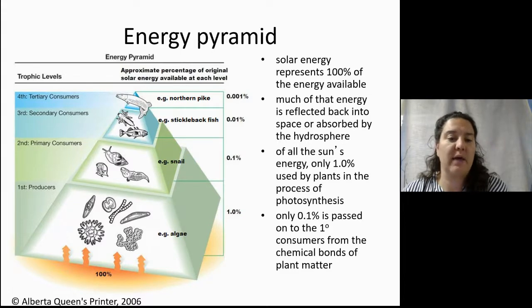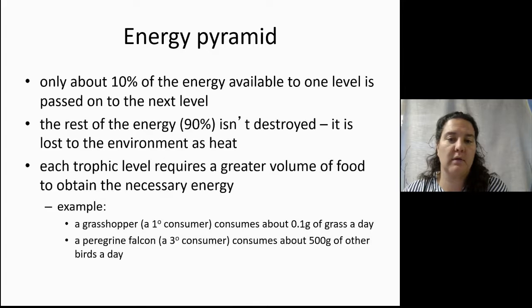Then about 10% of that will be passed on to the primary consumers, 10% to the secondary consumers, and 10% to the tertiary consumers. So of the energy that went from the primary consumers to the secondary consumers, it's not destroyed, it's just lost to the environment as heat for those animals maintaining homeostasis and moving around.